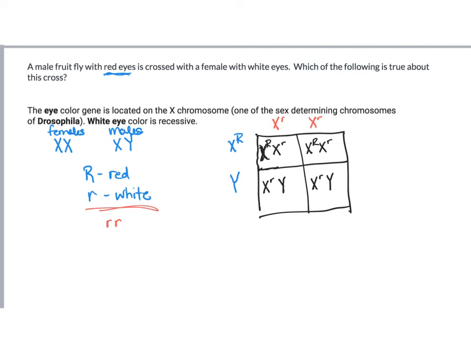So both females are going to have red eyes because there's a dominant allele present, right? However, both males are going to have white, right? Because they only get one gene. And if they get the recessive gene, that's the color eye they're going to have. Okay?